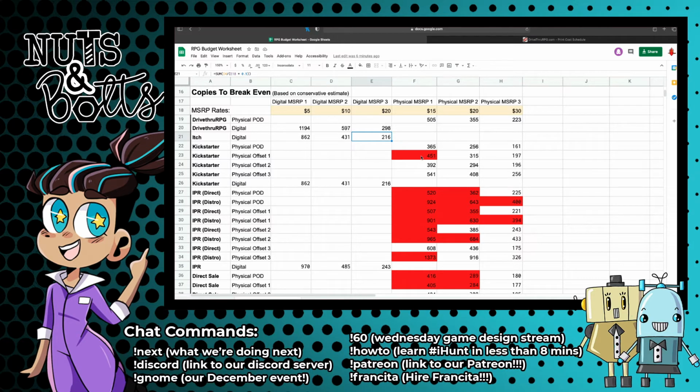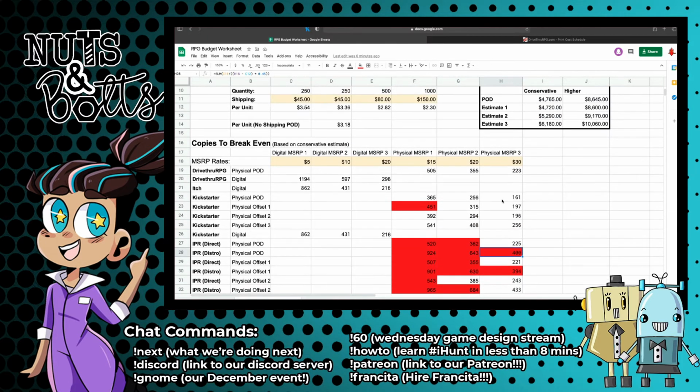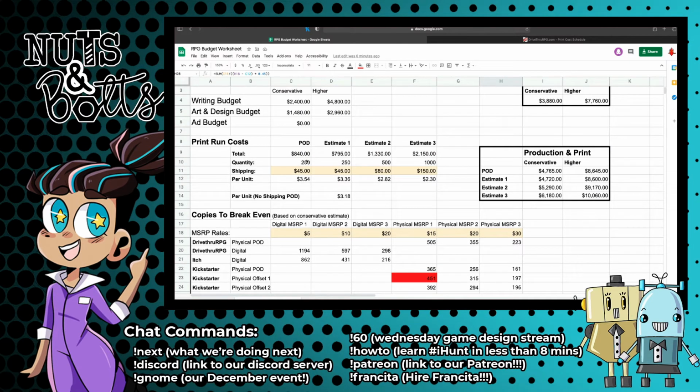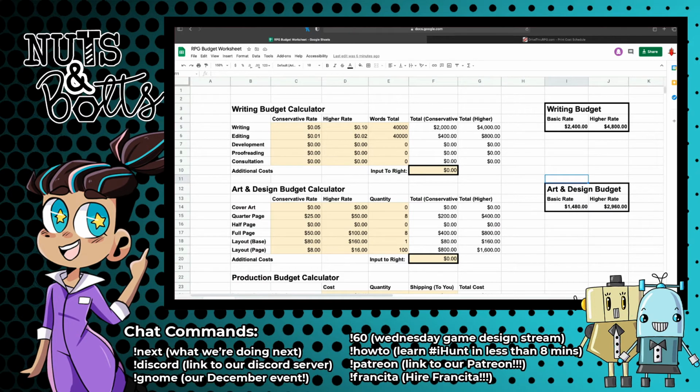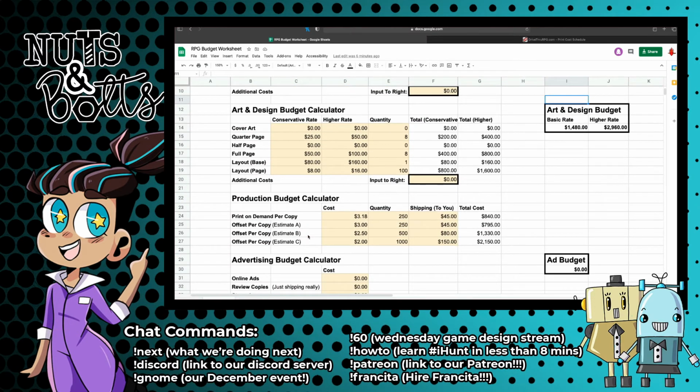All right, so let's see here. IPR. If we sell direct and we sell through IPR, then we need to sell 225 copies directly or 400 through distribution. The interesting thing about the print-on-demand rate here that I quoted is I quoted if we were going to buy 250 copies. But there's nothing stopping you from buying more. That's one of the actually cool things about print-on-demand, is you can just up that number.